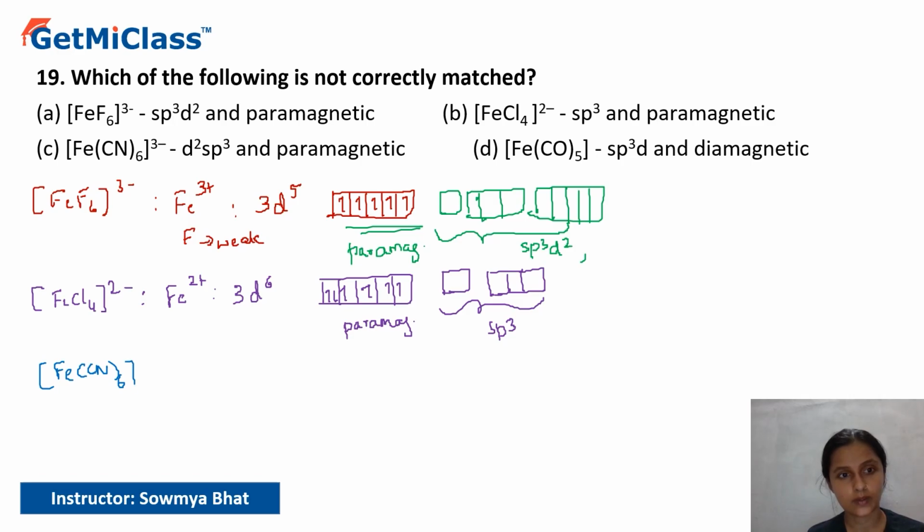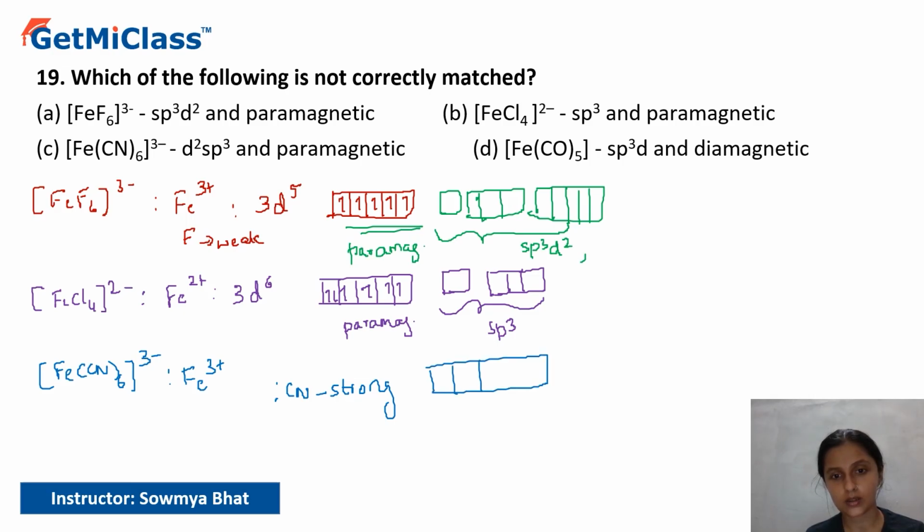FeCN6 3 minus. So the oxidation state of iron would be +3 as the first one, and here cyanide is a strong ligand. Unlike fluorine, it's a strong ligand. Hence, the electrons are paired up in the orbitals. So there are 5 d electrons like this, and then we have sp3 orbitals, s and p3. So it is d2sp3 hybridization, but still there is one unpaired electron, because of which it is paramagnetic.